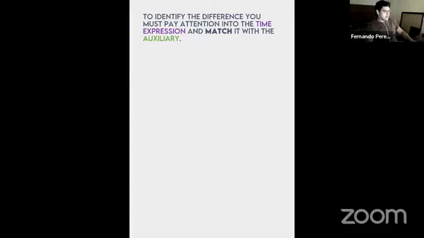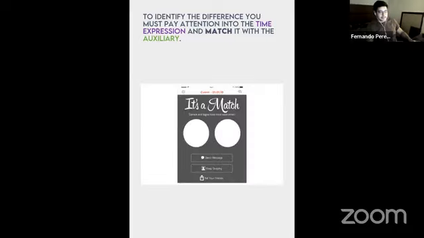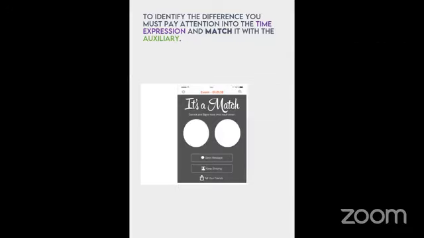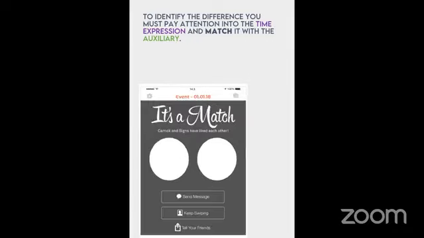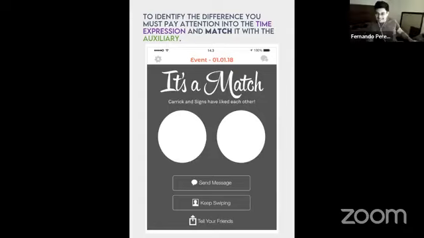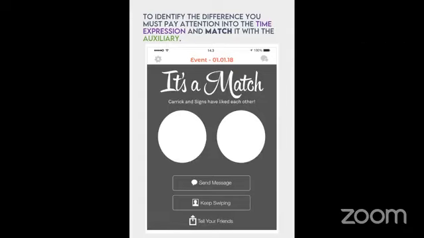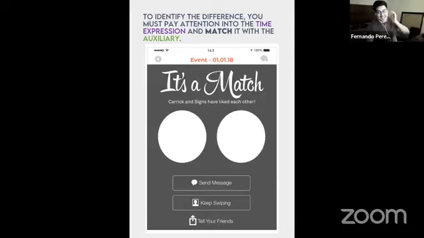Look at this. Let's use it. It's a match. Do you have Tinder? No, teacher, no. Are things of the devil. The devil? Yes, no. For you, no. No, for me, no.